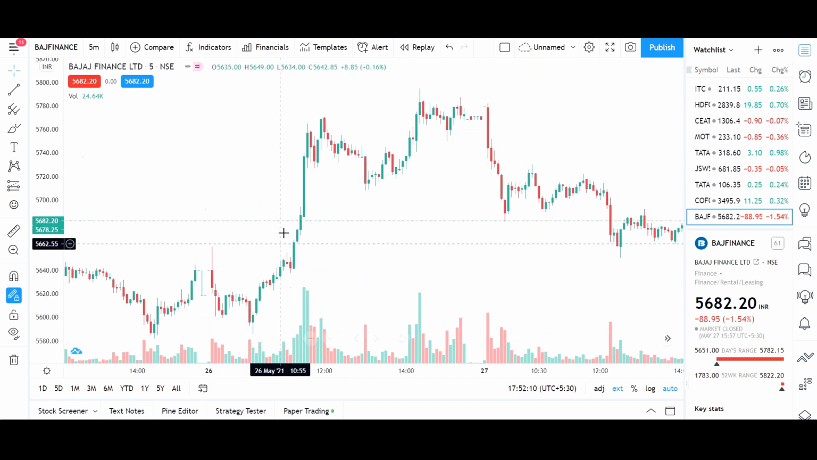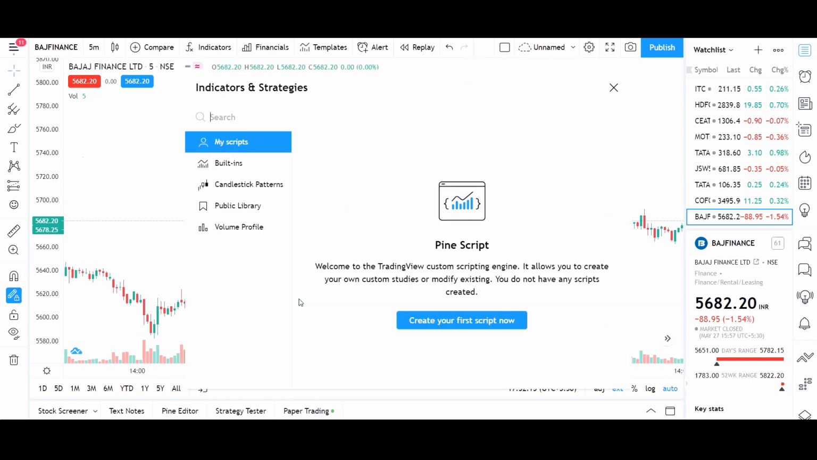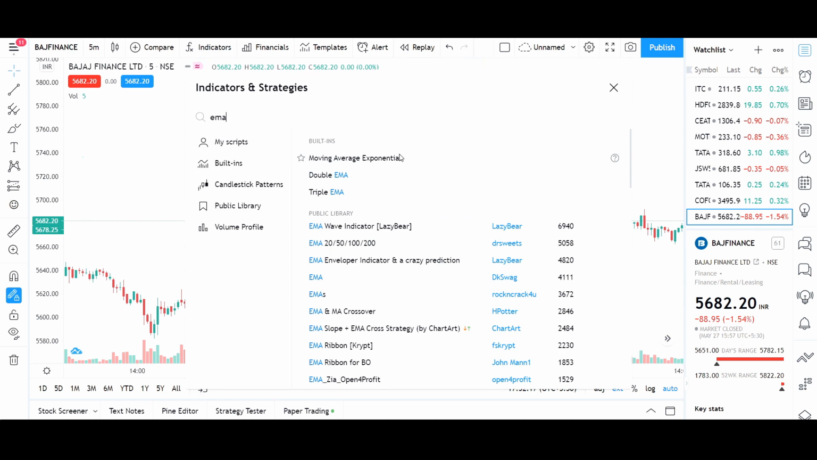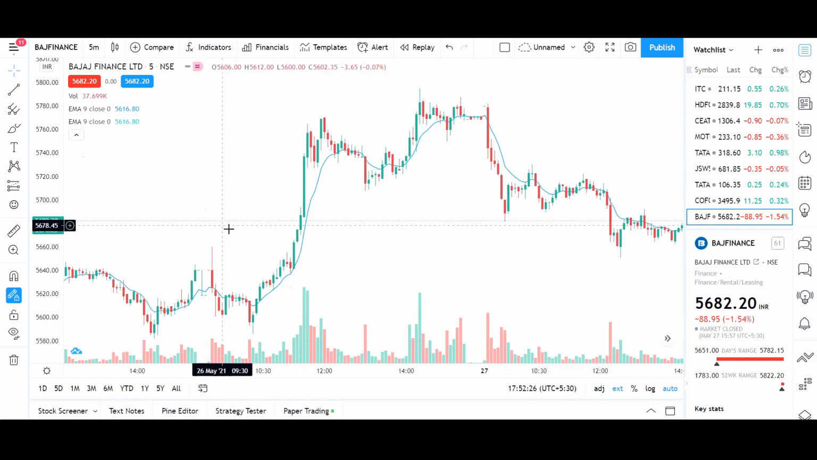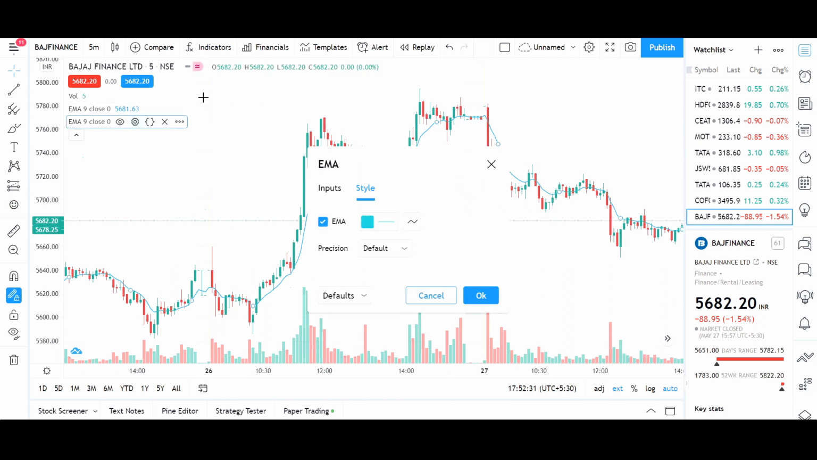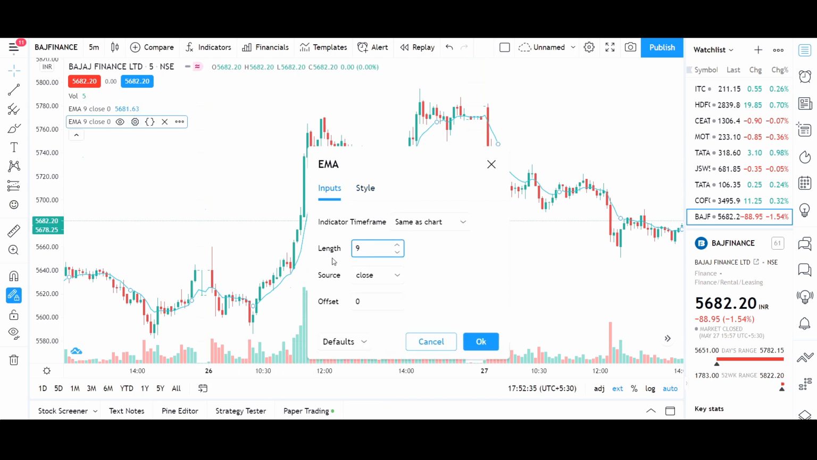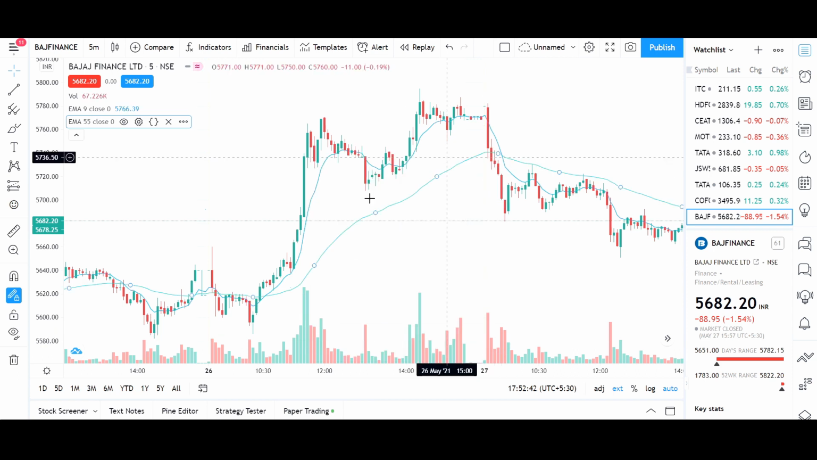So first, obviously we need the EMAs, right? Go forward slash and click moving average exponential, just click on it twice. By default, we will get two 9 EMAs. To change this to 55, we need to go to settings, which is right here, inputs, and select the length to 55. Done. And now we get our 55 EMA.